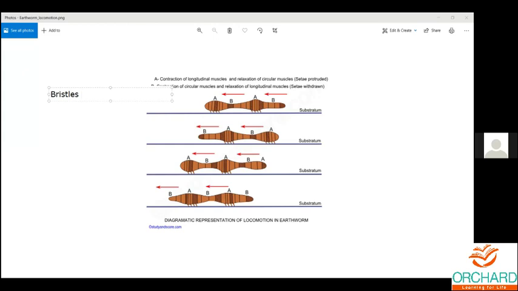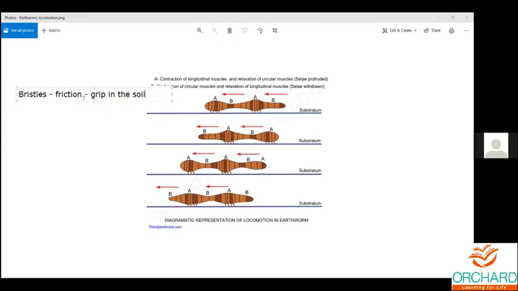Okay, so these bristles help in providing friction. Why do they need to provide friction? Because they have to grip the soil. So the bristles help in providing the friction, which helps to grip the soil.